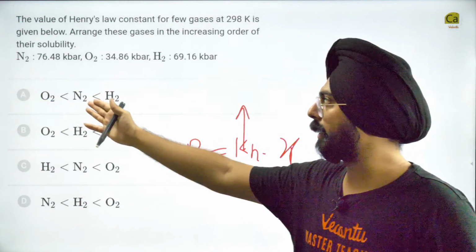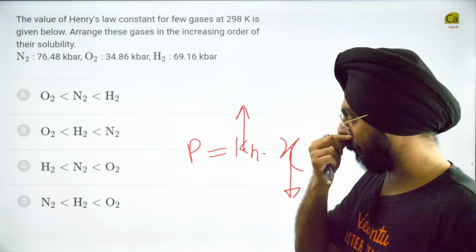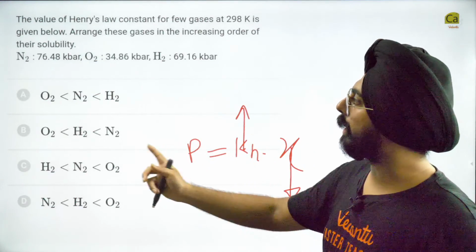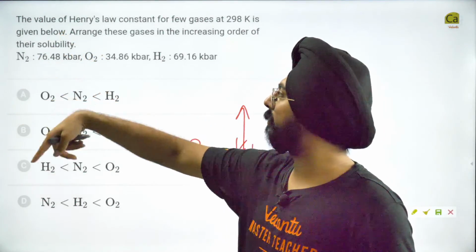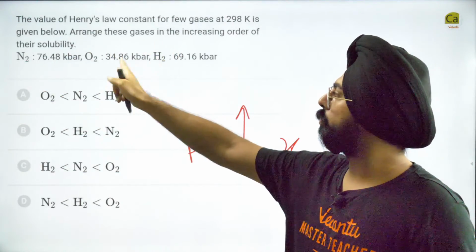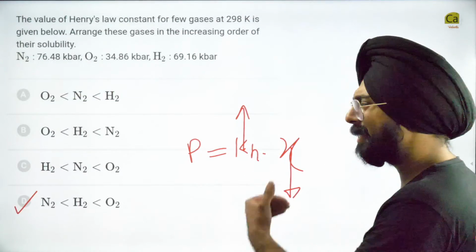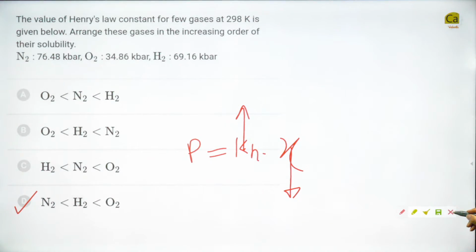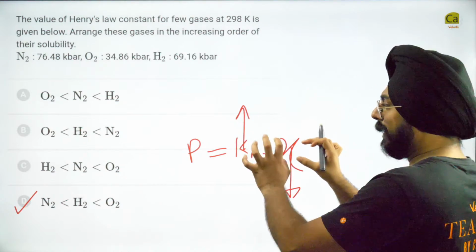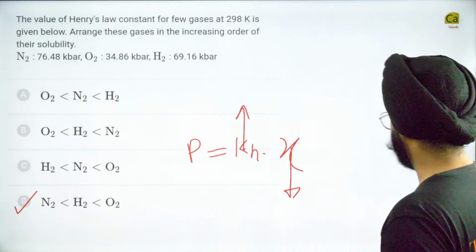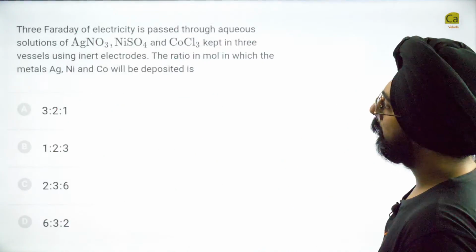So simply what I have to see is higher KH, lower solubility. N2 will have the least solubility, then H2, then O2. Option number D is the correct answer. Basic application of Henry's law, nothing more complicated about it. Always remember that solubility and Henry's law are inversely proportional to each other. चलो जी, आगे बढ़ जाएंगे.